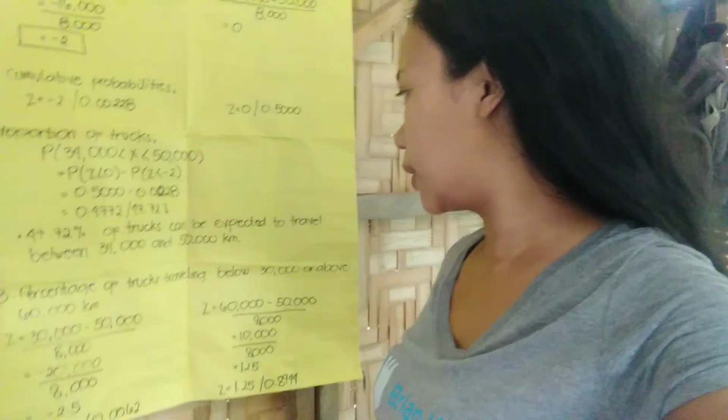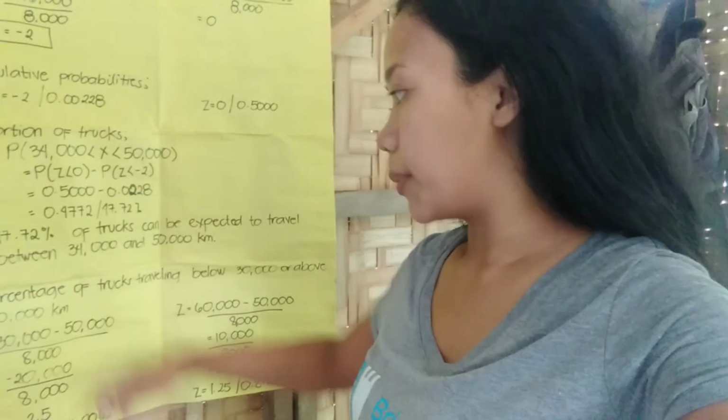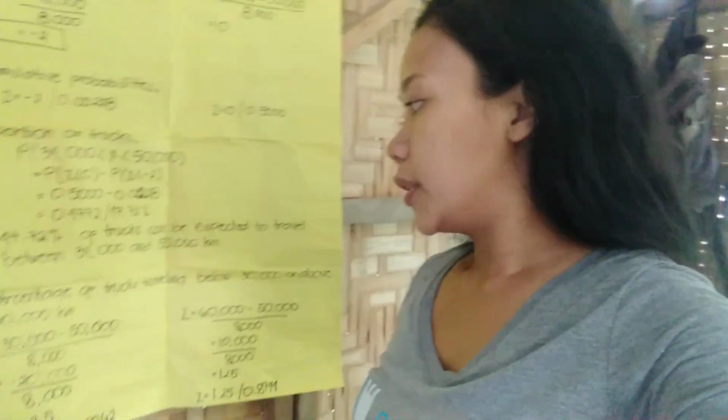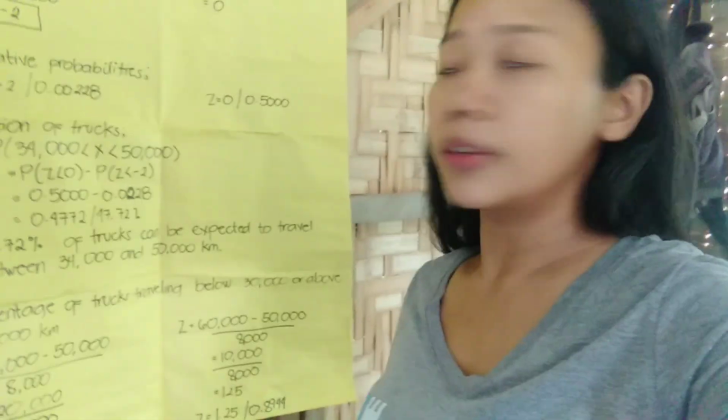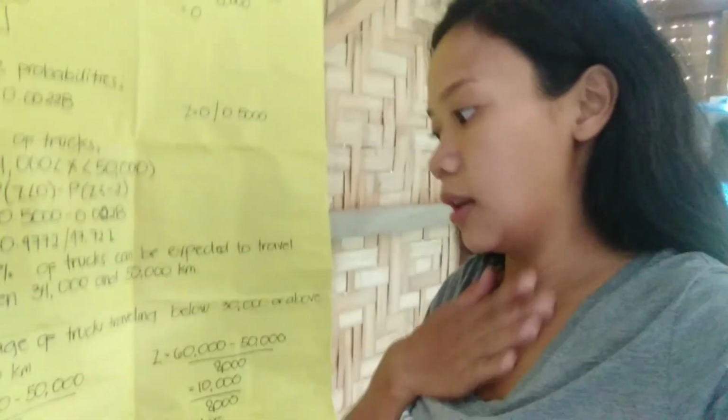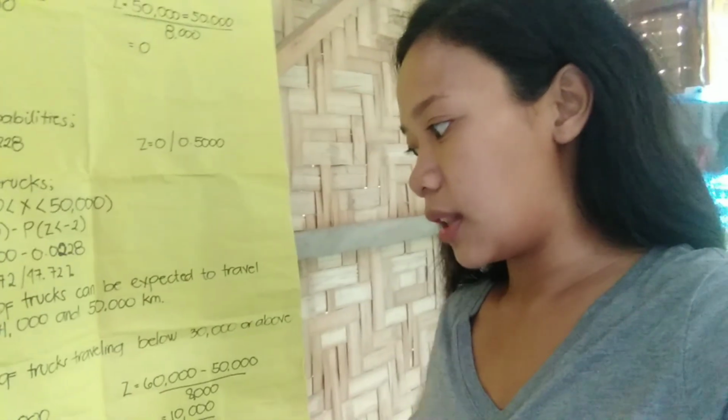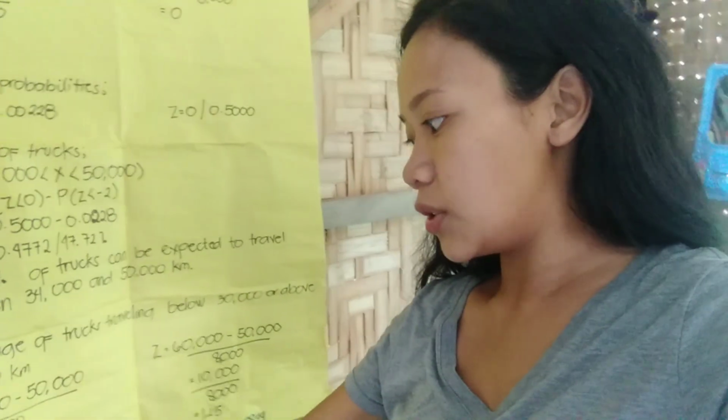In the next problem, we want the percentage of trucks traveling below 30,000 or above 60,000 kilometers. So in order to get the percentage, we need to calculate 30,000 minus 50,000. Then we will divide it by the standard deviation, which is 8,000. So 30,000 minus 50,000 is negative 20,000. Then divide it by 8,000, which is the standard deviation. It equals negative 2.5, or 0.0062.